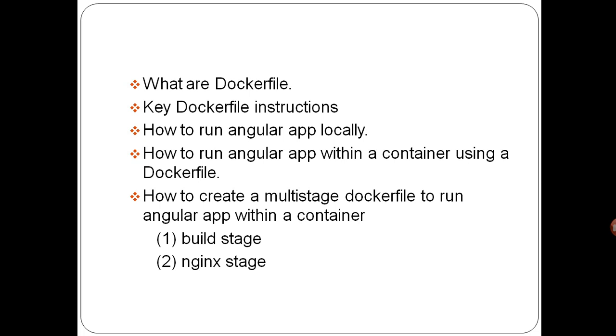In this clip, we'll learn what a Dockerfile is, key Dockerfile instructions, how to run an Angular app locally, and how to run the Angular app within a container using a Dockerfile. We'll also create a multi-stage Dockerfile to run the Angular app within a container. That multi-stage Dockerfile will have two stages: one is the build stage, and the other is the nginx stage. The base image of the build stage will be the node image, and the nginx stage of the Dockerfile will be the nginx image.